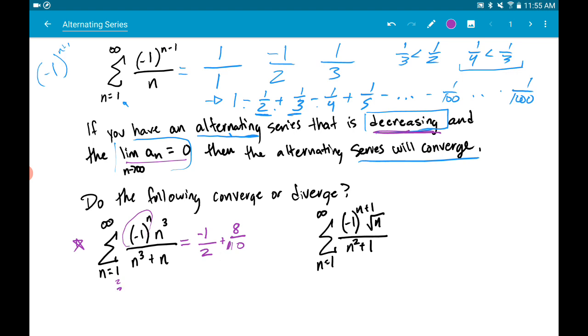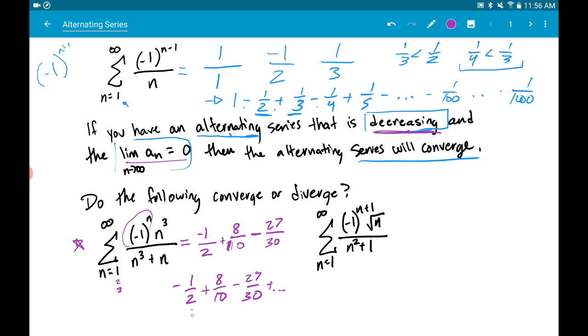If I do one more term, n equals 3, again, I'm going to have a minus sign. That should be a 10 right there. 3 cubed is 27. And then 27 plus 3 is 30. So I really have this series, -1/2, +8/10, -27/30. And so if you look at the criteria, it is an alternating series. That's cool. Is the limit equal to 0?